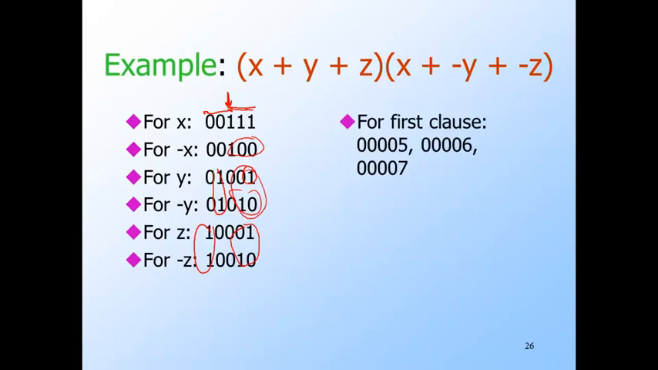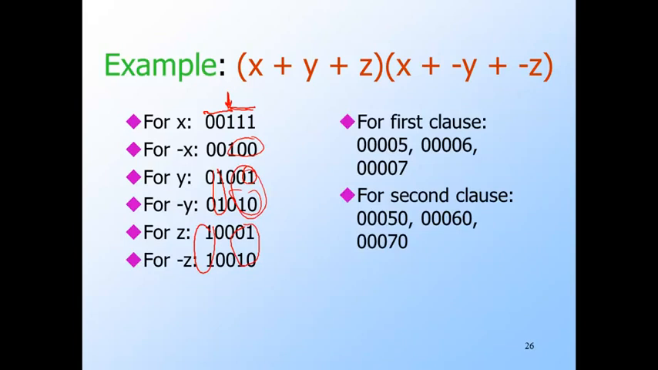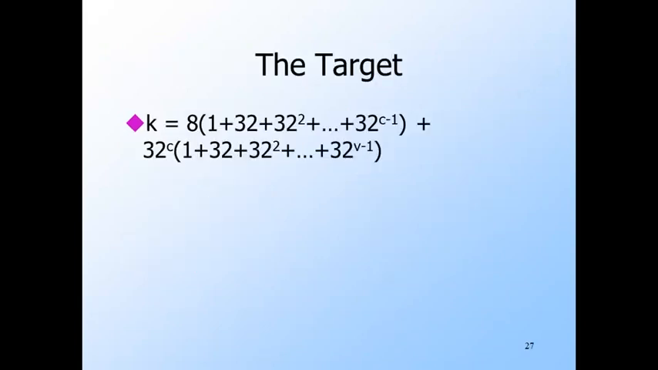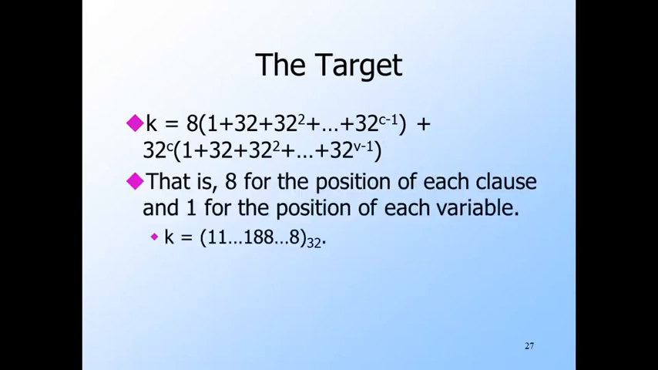Now let's look at the integers for the clauses. For clause 1, we have integers with 5, 6, and 7 in the low order position. And for clause 2, we have the same digits in the second lowest position. We'll pick the target as shown. Note that k in base 32 is V 1s followed by C 8s. Thus, it is easy to write down in time proportional to the length of the input to the transducer.